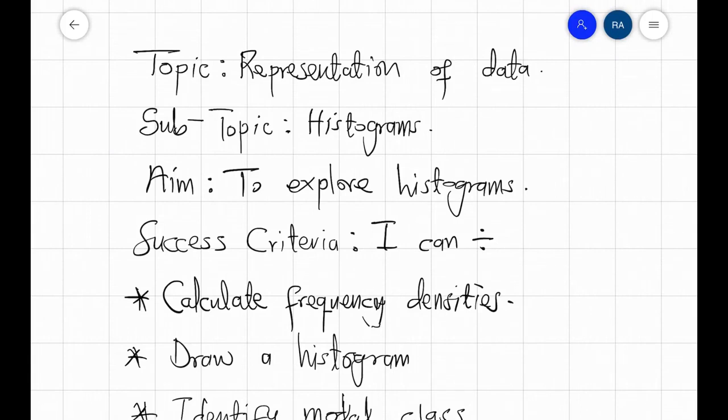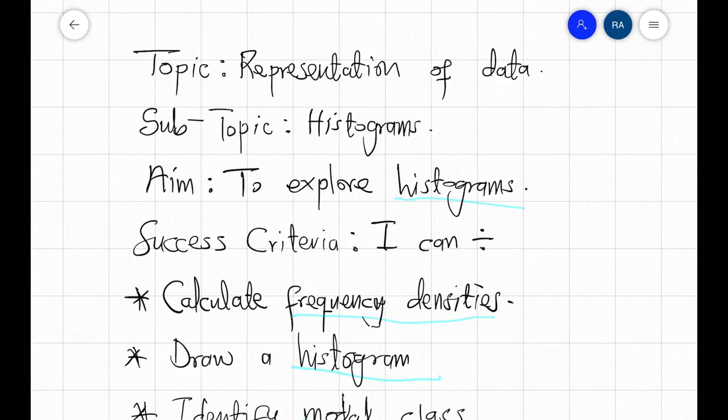Welcome everyone to our lesson on histograms. Today we will be exploring histograms. At the end of this lesson, you should be able to do three things: one, calculate frequency density; two, draw a histogram; and three, identify a modal class.